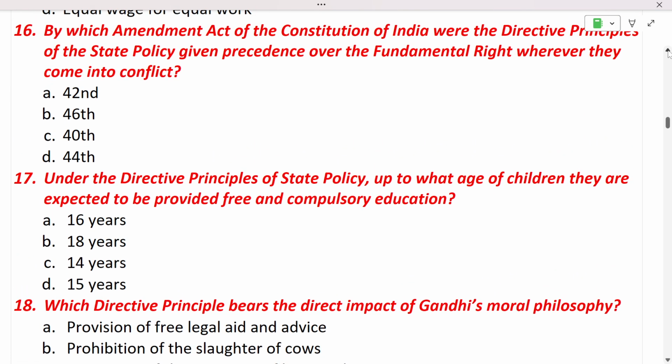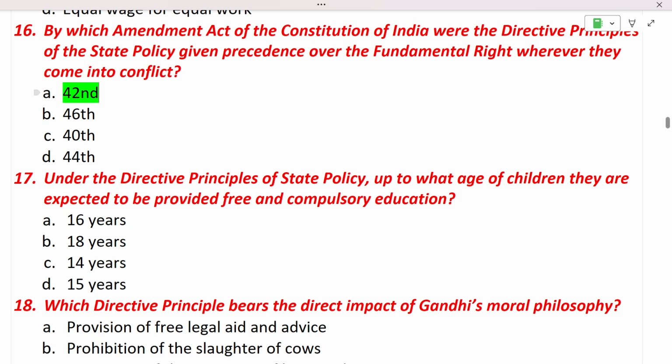Question number 16. By which amendment act of the Constitution of India were the directive principles of state policy given precedence over the fundamental rights wherever they come into conflict? Option A, 42nd. Option B, 46th. Option C, 40th. Option D, 44th. So the answer is A, that is 42nd.